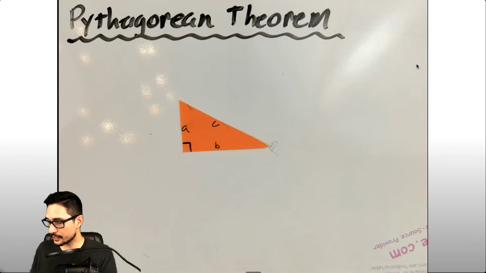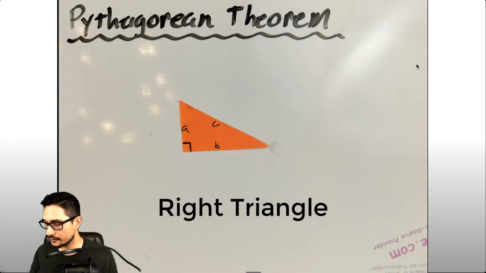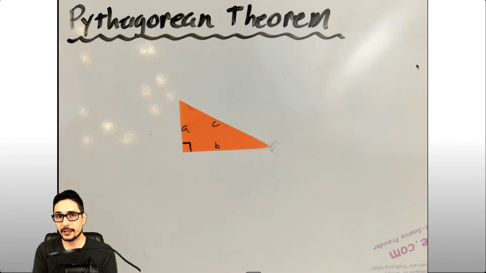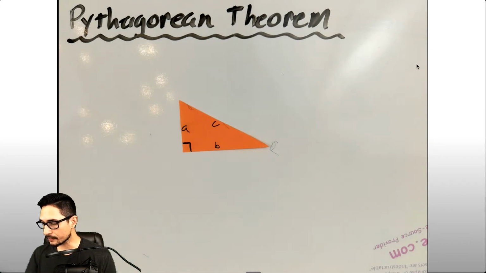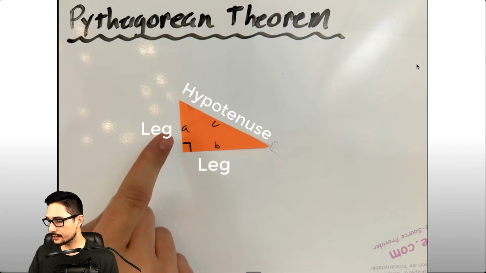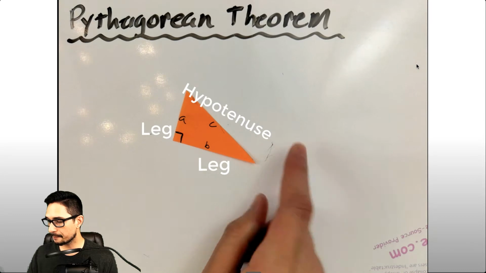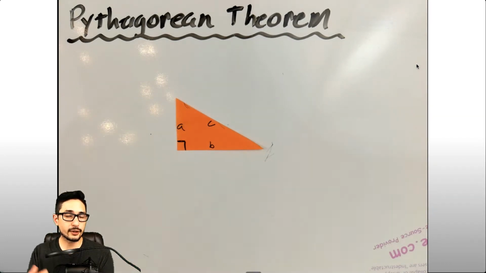So what you see in front of you is an orange triangle, but it's a special type of triangle. It's a right triangle, right? We know that because of that little square in the corner. So a right triangle means that that angle has a measurement of 90 degrees. And I've gone ahead and labeled the three sides. So the two legs are A and B, and C is my hypotenuse. C is always going to be your hypotenuse, your longest side.